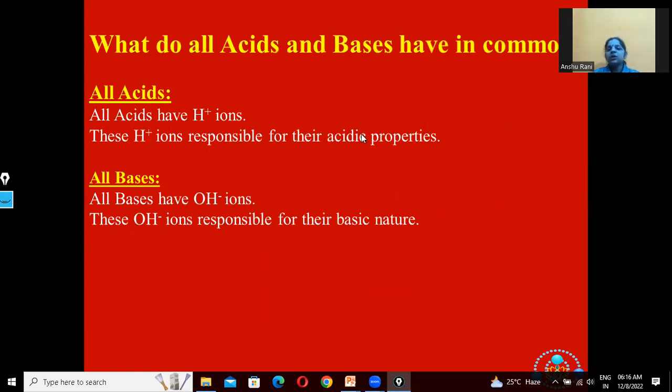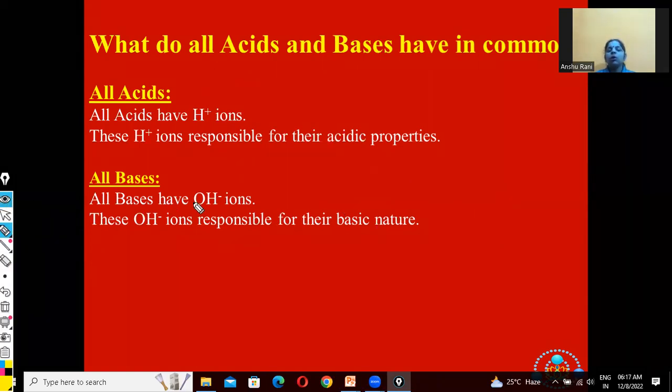What do acids and bases have in common? All acids have H positive ions. These H positive ions are responsible for their acidic character. All bases have OH negative ions. These OH negative ions are responsible for their basic character.